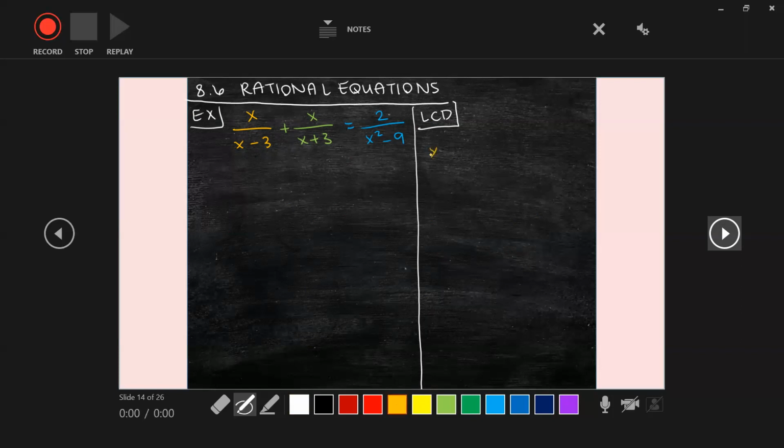So my denominators, I have x minus 3. I'm going to make that a little house. I've got x plus 3. Make that a little house. And I've got x squared minus 9. Can we simplify any of these? Can we factor any of these? x squared minus 9? Because we have x squared minus a perfect square. So what is that going to factor to?